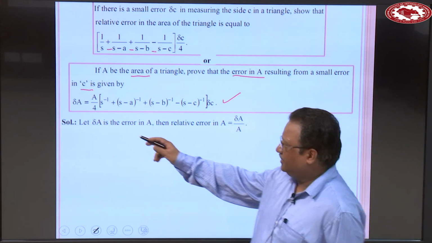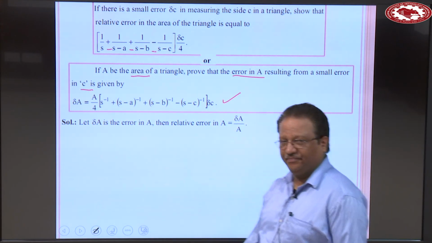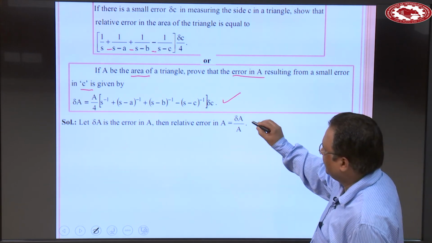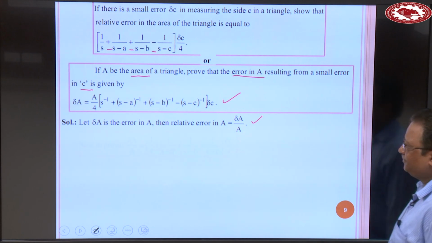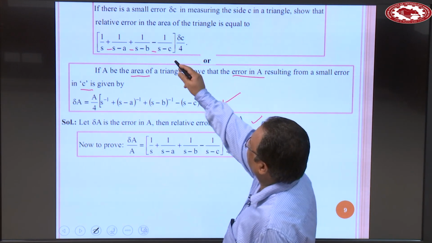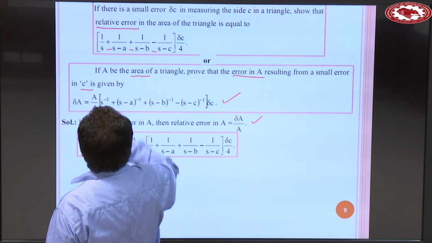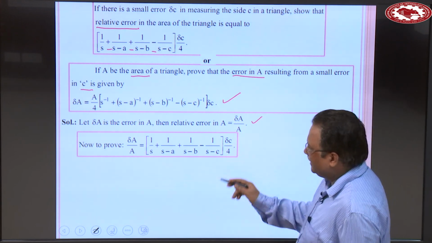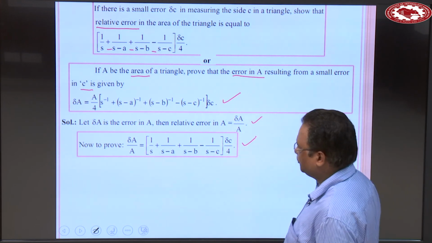Now let delta A be the error in A. Then the relative error in A is delta A over A. And we have to prove that this relative error, delta A over A, is this. We have to show this result.